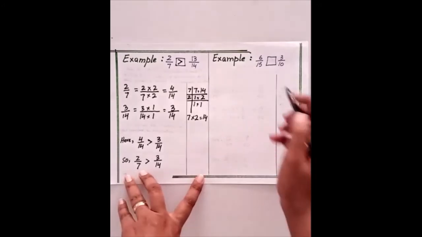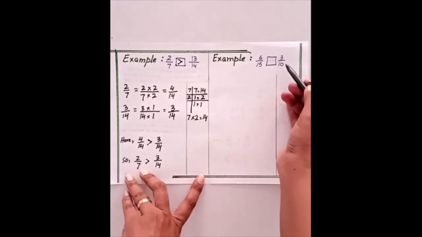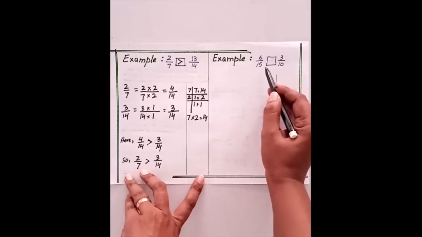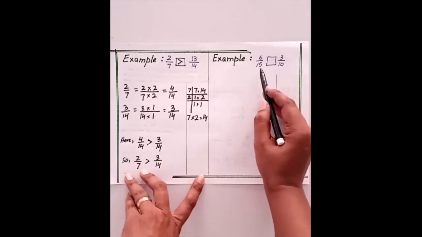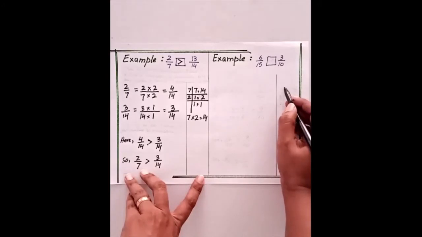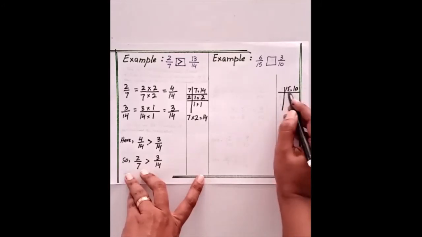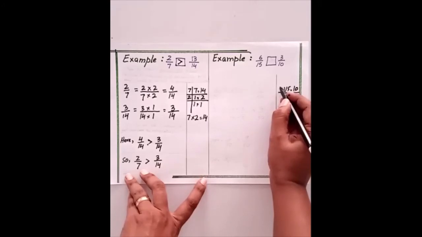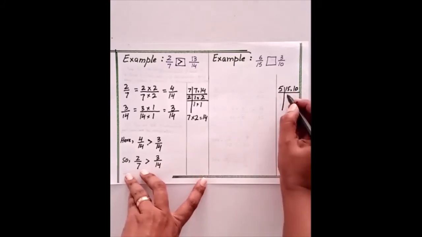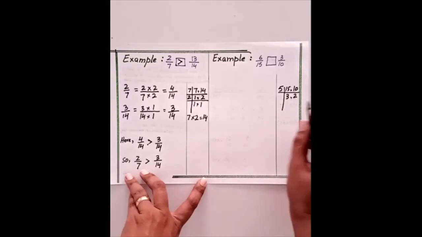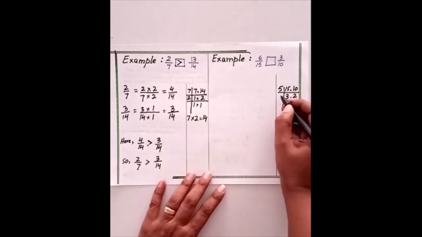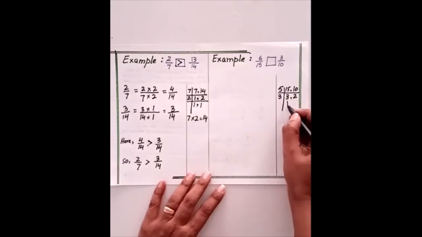See, next question is 6 upon 15, 3 upon 10. We will take the LCM of denominator 15 and 10. LCM of 15 and 10. 15 and 10 both will come in the table of 5. 5 threes are 15, 5 twos are 10. Now we will see the table of 3. 3 ones are 3 and 2 will come as it is.